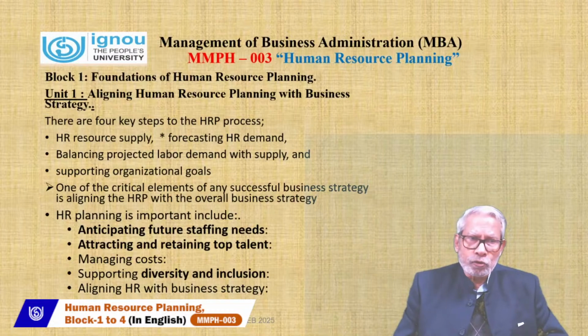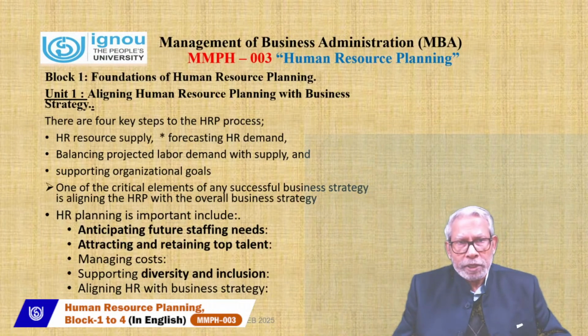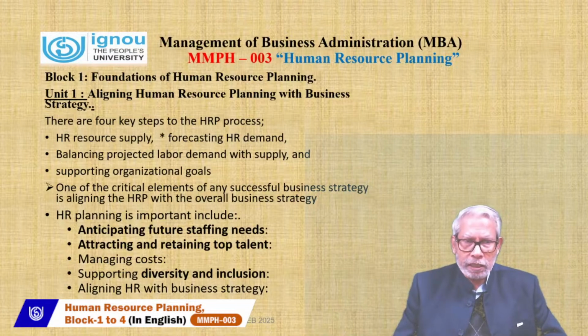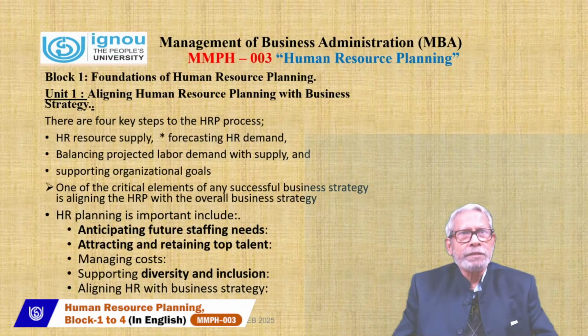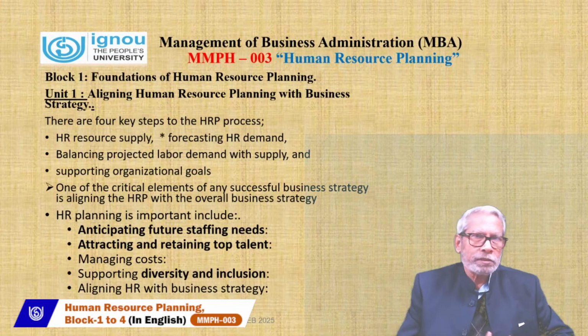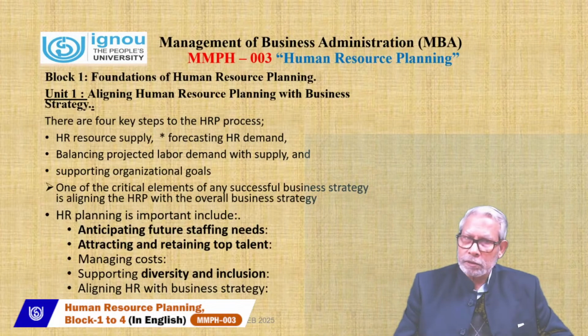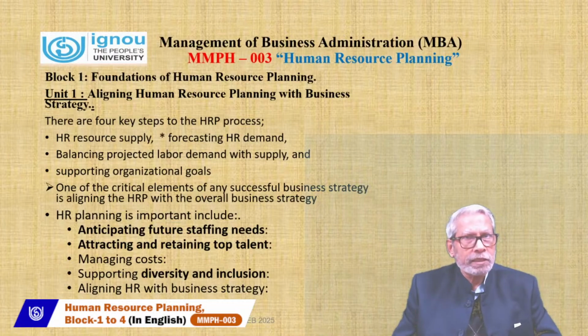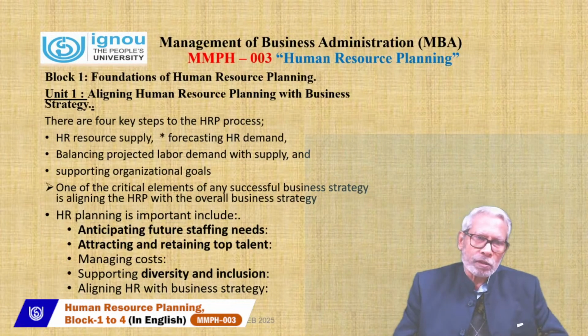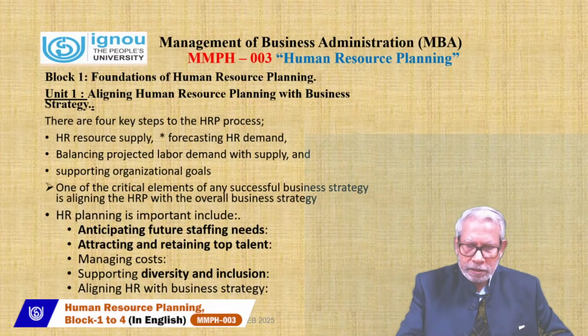Then diversity and inclusion, supporting what type of diversity and inclusion is required to meet the goals of the organization. Also aligning HR to the business strategy, because whatever the corporate strategy is, you have to align the HR strategies as well. It should not be standalone. It should be in the main strategy. So whatever the business strategy is, it is a part of HR also. You have to align these things.